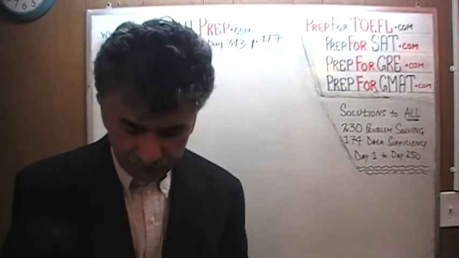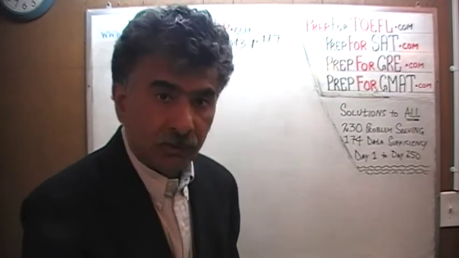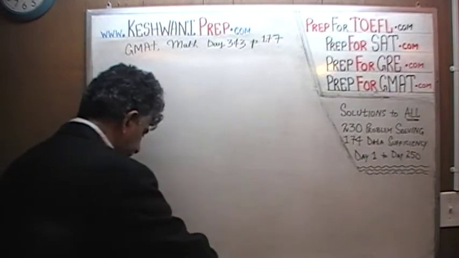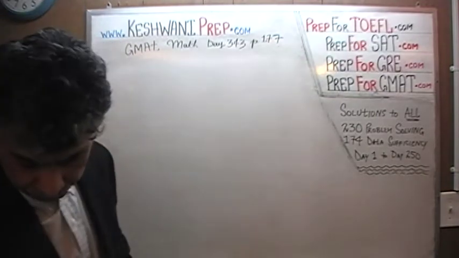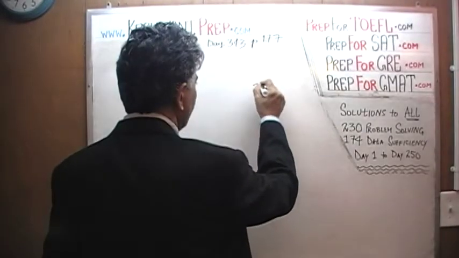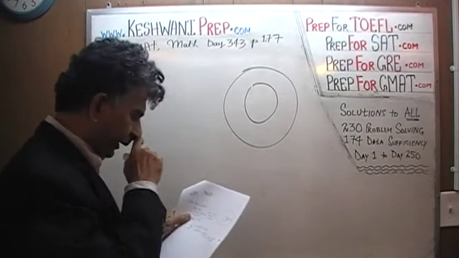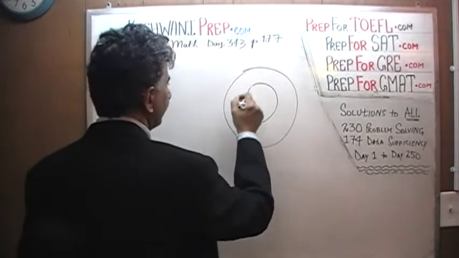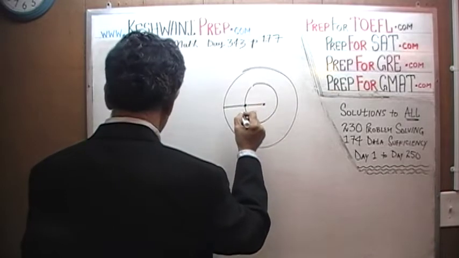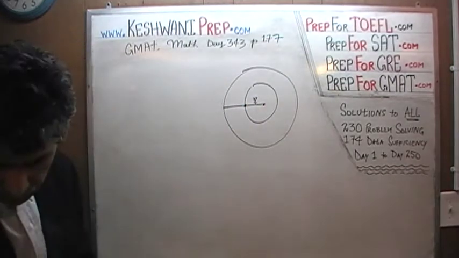Page number 177, the very first problem that you see there on the page. Problem number 175. Let's see what it has to say. It's actually a pretty straightforward, simple problem. We're given two circles here, a small circle and a large circle, and they're looking for the area of the ring. And we are told that the radius of the small circle is 8.